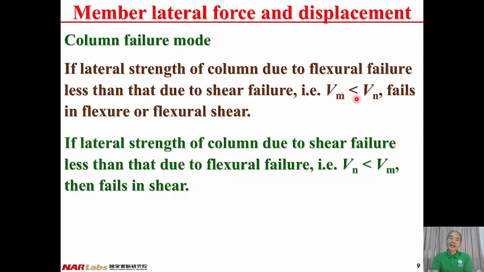If Vm, the lateral strength of the column due to flexural failure, is less than Vn, that due to shear failure, then the column fails in flexure or flexural shear. And if Vn, the lateral strength due to shear failure, is less than Vm, that due to flexural failure, then the column fails in shear. Therefore, from the values of Vm and Vn, we can determine the column failure mode.